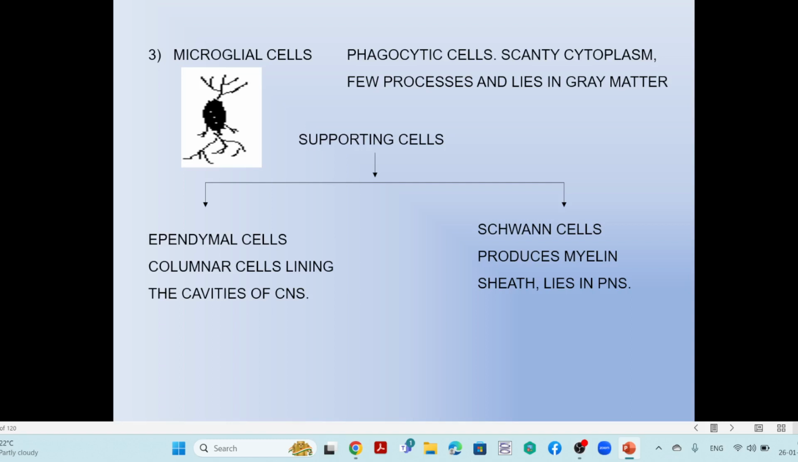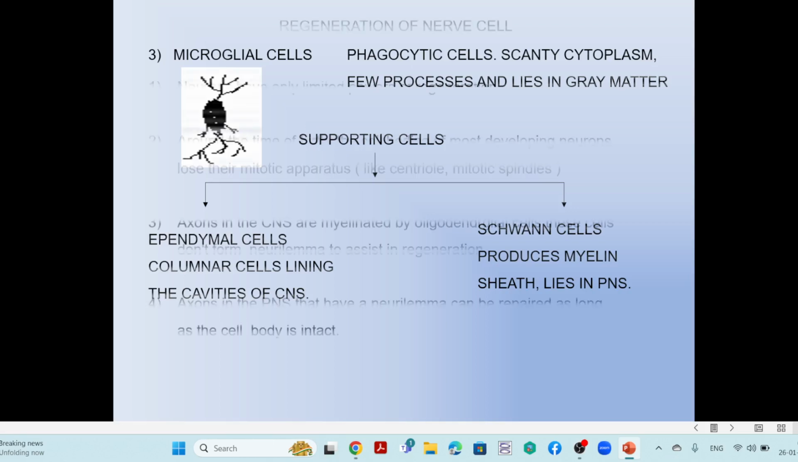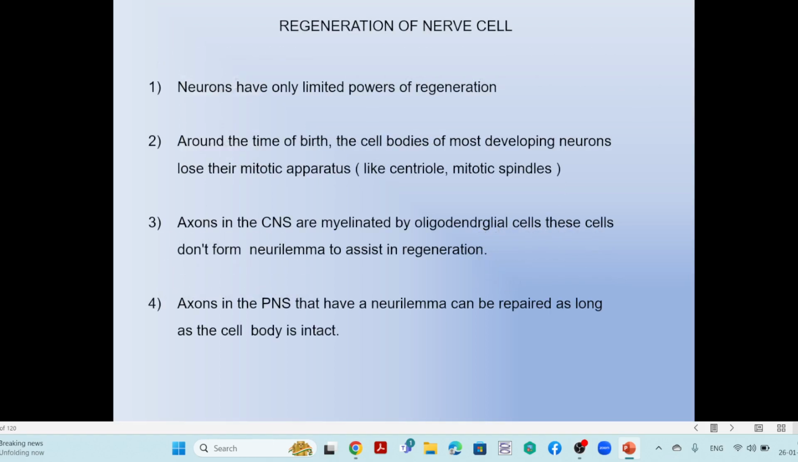Then Schwann cells. These cells help in the development of the myelin sheath, especially in the peripheral nervous system. The axon is covered by a membranous portion formed by the Schwann cells, that is the myelin sheath. So ependymal cells and Schwann cells are supporting cells, and others are also supporting cells.